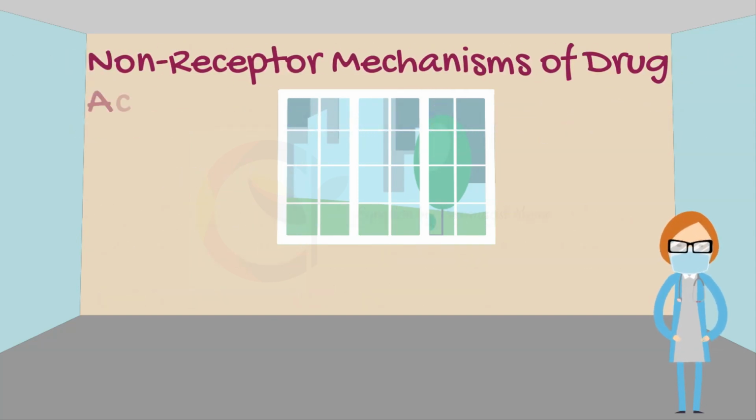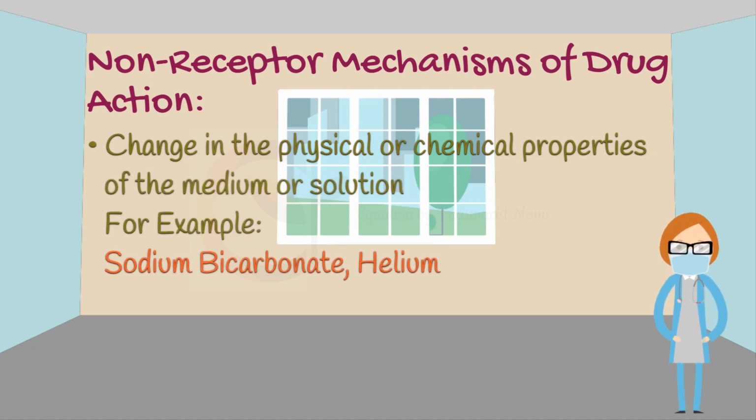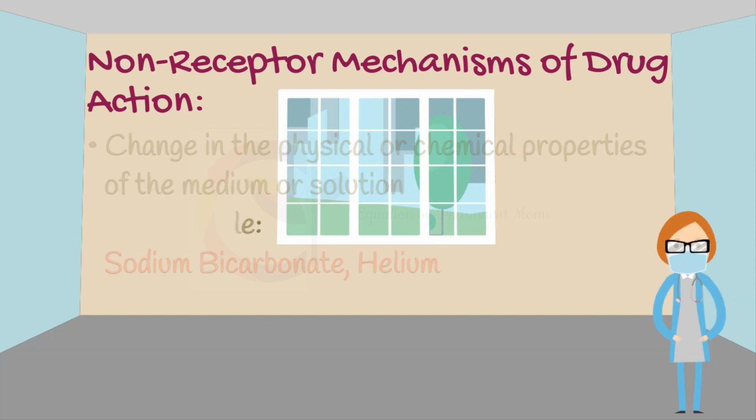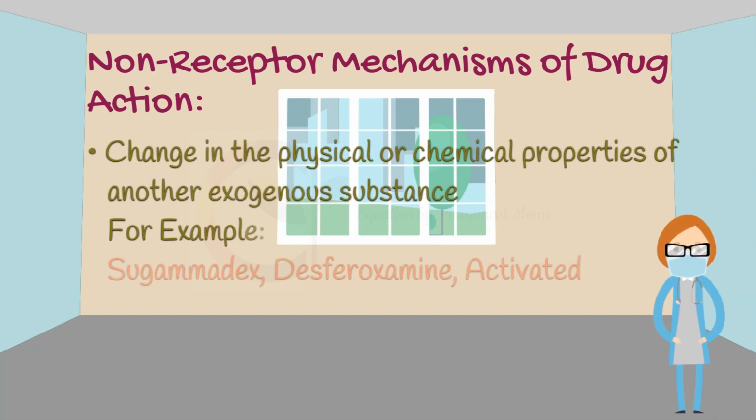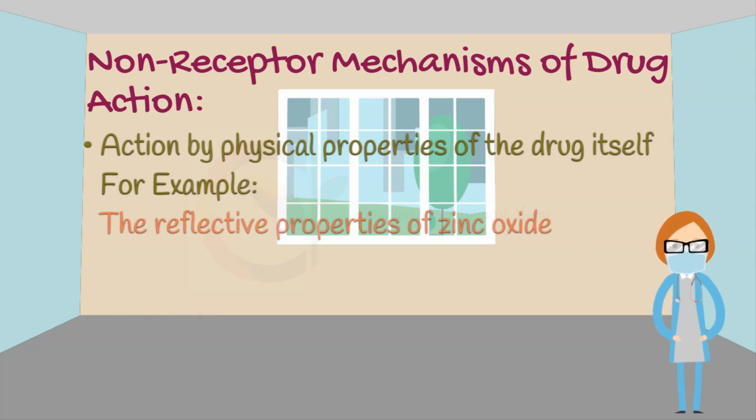First one is non-receptor mechanisms of drug action. This includes change in the physical or chemical properties of the medium or solution, for example, sodium bicarbonate, helium. Change in the physical or chemical properties of another exogenous substance. For example, sugammadex, deferoxamine, activated charcoal. Action by physical properties of the drug itself. For example, the reflective properties of zinc oxide.